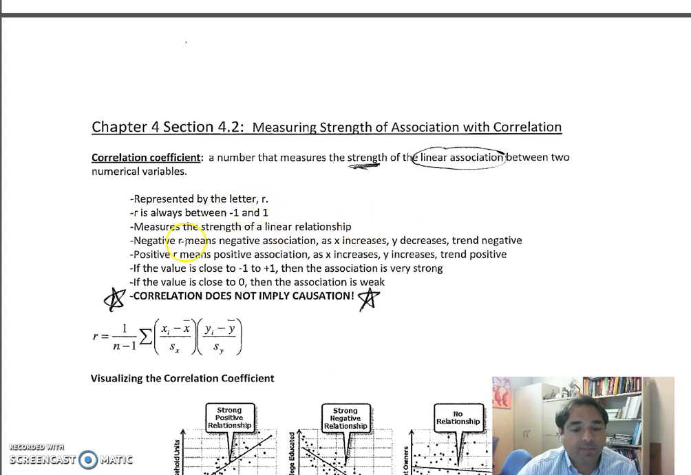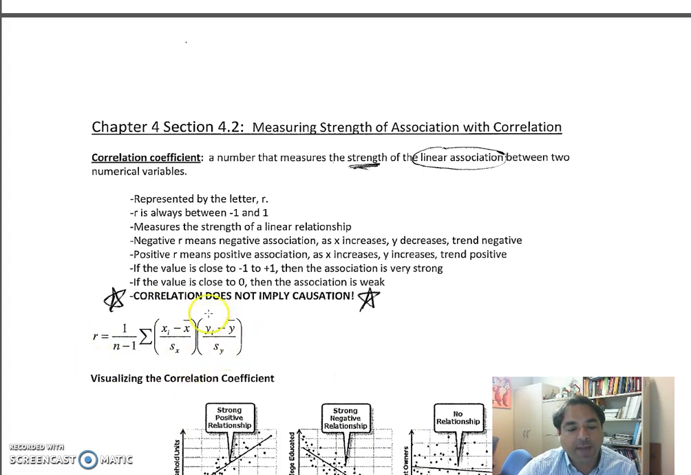A negative R means it's negative association. A positive R means it's positive association. If the value is close to -1 or +1, the association is very strong. If it's close to 0, then it's weak. And correlation does not imply causation, big star, big star. Just because the two variables are correlated doesn't mean one caused the other one. It just kind of looks like it. Maybe you want to dig a little deeper, do an experiment to find out if it's true.